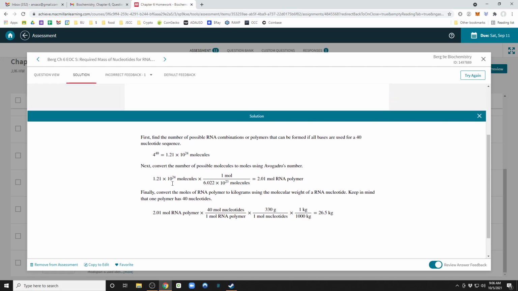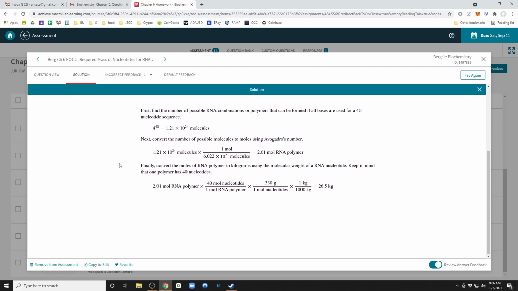Well, the next thing we need to do is the next conversion, which is going to be the RNA polymer to kilograms. We'll need the molecular weight of the RNA polymer. And we'll need to remember that each of our polymers has 40 nucleotides. There's a molecular weight number in your book that repeatedly gets mentioned throughout your book. That is this number here, 330 grams per mole of nucleotides. It's sort of an average number for every nucleotide. You have 40 individual nucleotides in the polymer. So 40 nucleotides divided by 1 mole of RNA polymer.